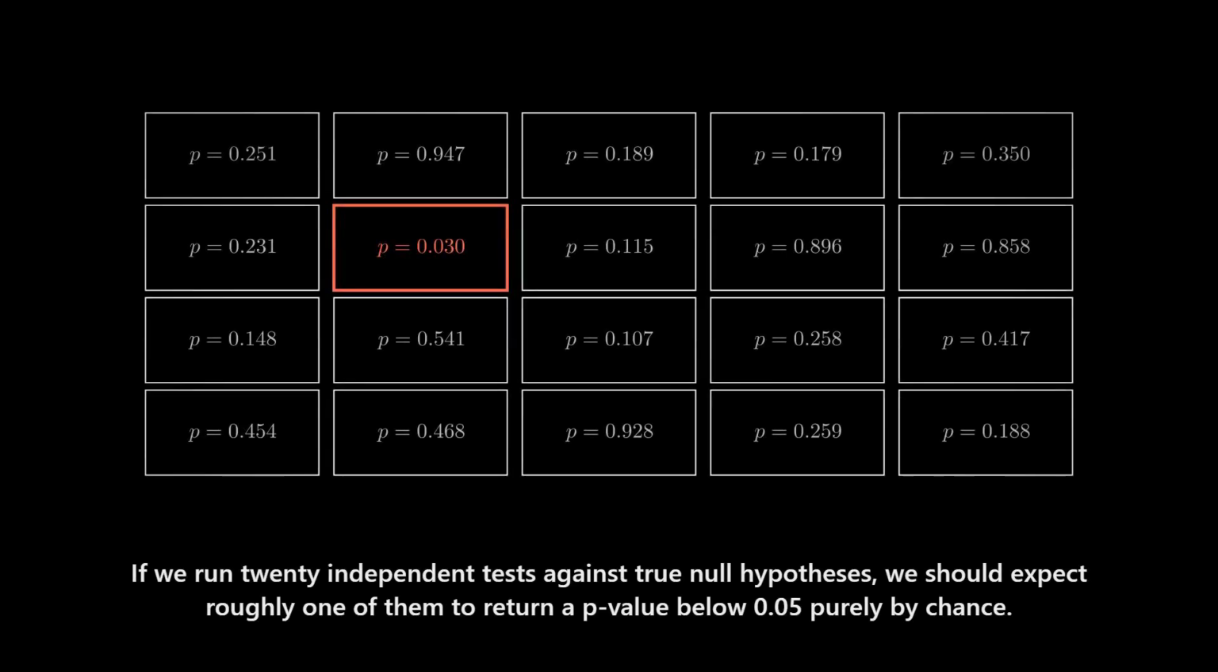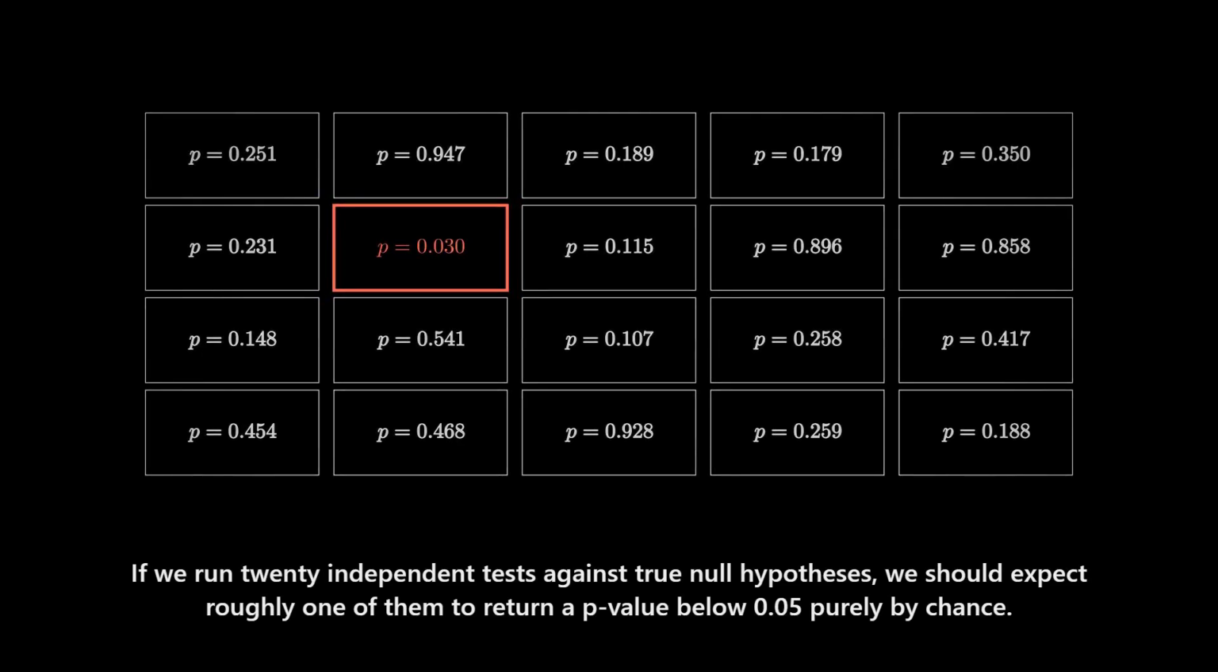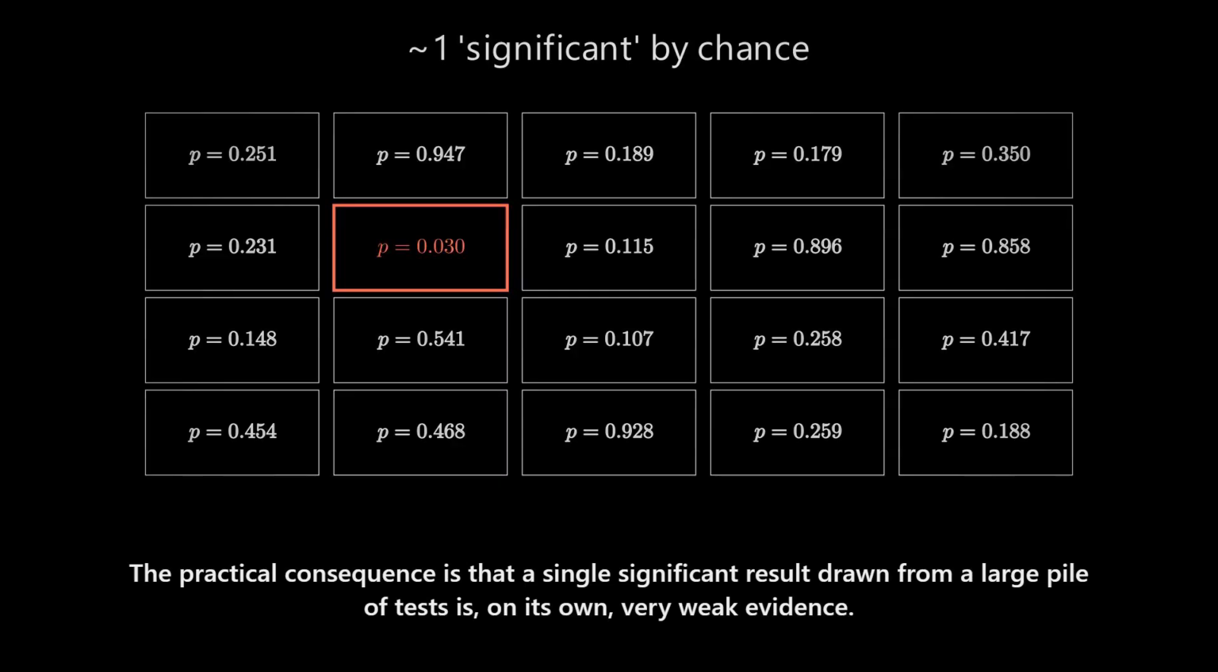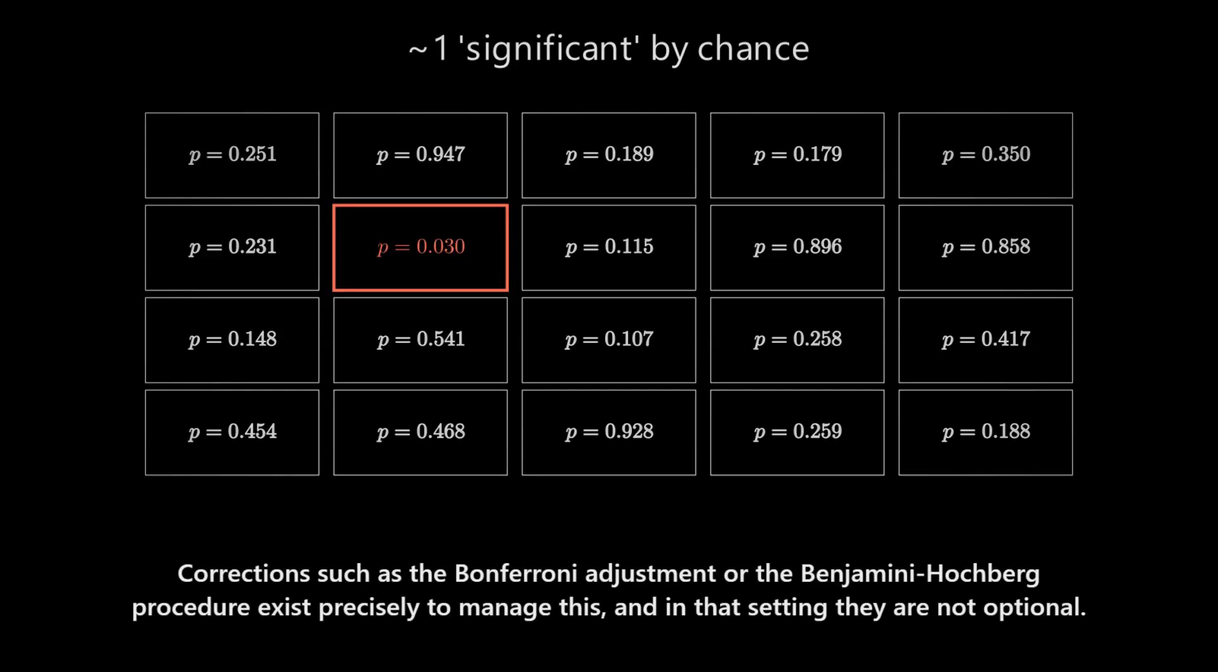This leads directly to the problem of multiple testing. If we run 20 independent tests against true null hypotheses, we should expect roughly one of them to return a p-value below 0.05 purely by chance. This is not a flaw in the method, it is a direct consequence of how the method is defined. The practical consequence is that a single significant result drawn from a large pile of tests is, on its own, very weak evidence. Corrections such as the Bonferroni adjustment or the Benjamini-Hochberg procedure exist precisely to manage this, and in that setting, they are not optional.